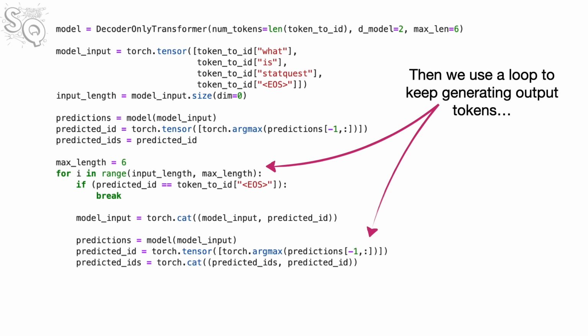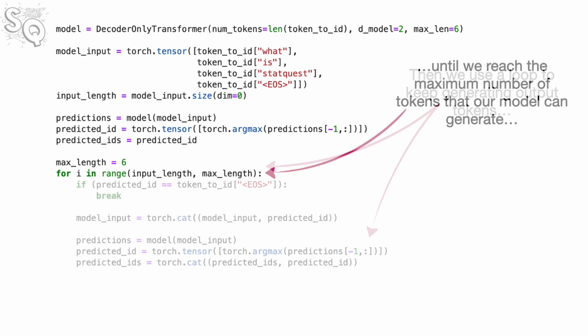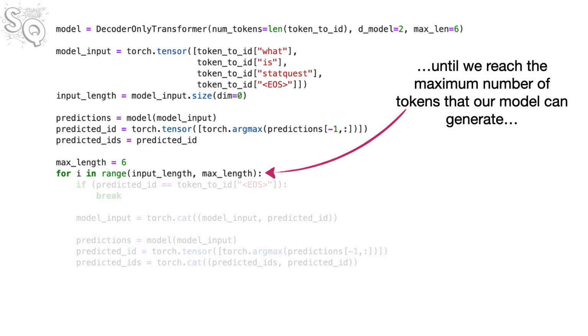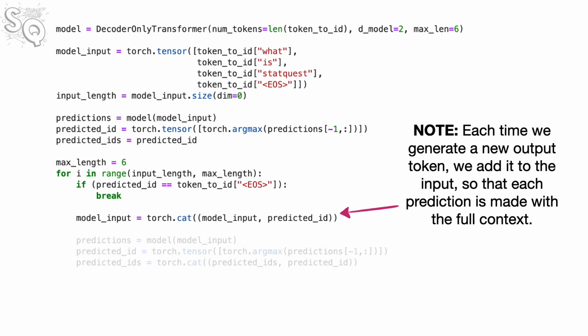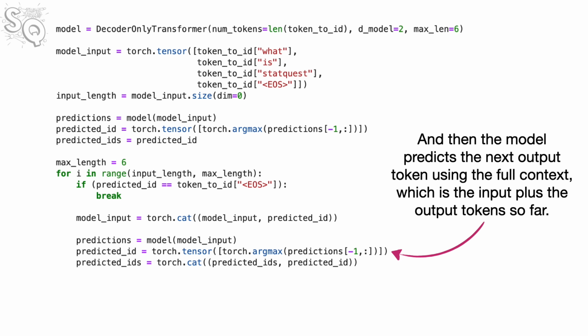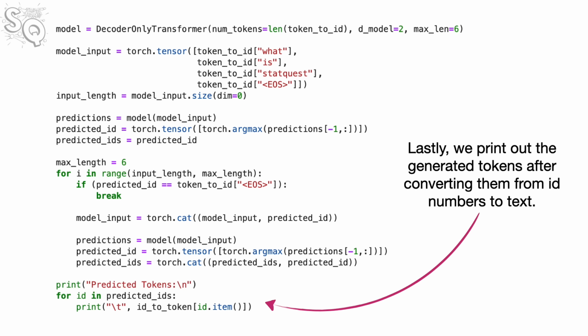Then we use a loop to keep generating output tokens until we reach the maximum number of tokens that our model can generate, or the model generates the EOS token. Note, each time we generate a new output token, we add it to the input so that each prediction is made with the full context. And then the model predicts the next output token using the full context, which is the input plus the output tokens so far. Lastly, we print out the generated tokens after converting them from ID numbers to text.